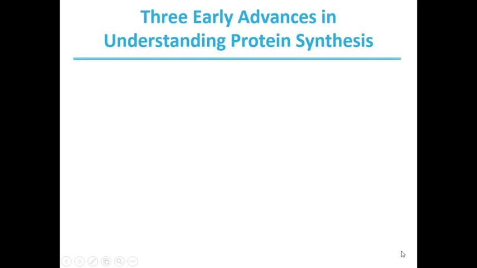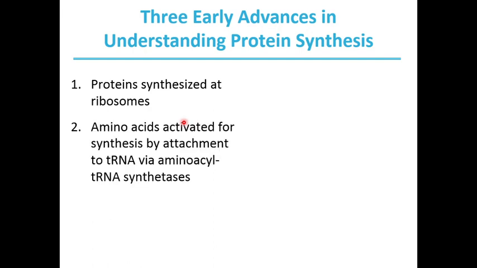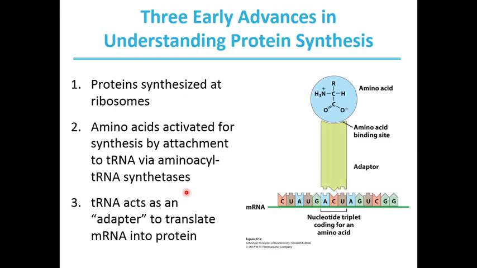Three early advances in biochemical research led to the understanding of protein synthesis. First, the discovery that proteins are synthesized at ribosomes. Second, amino acids are activated for synthesis by attachment to tRNA via aminoacyl tRNA synthetases. And finally, tRNA acts as an adapter to translate mRNA into protein.